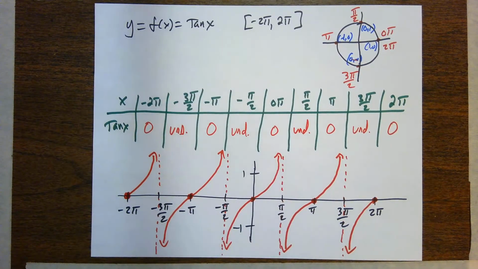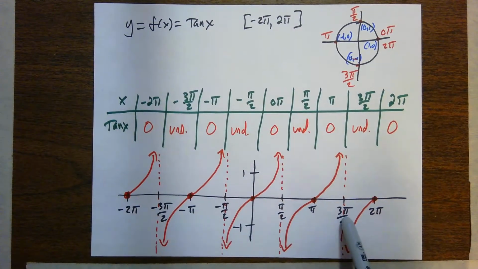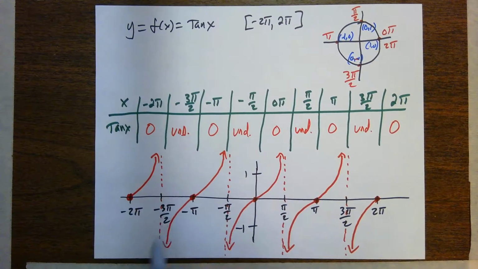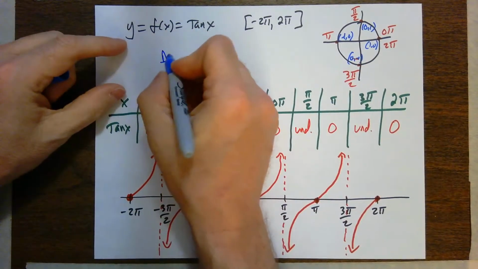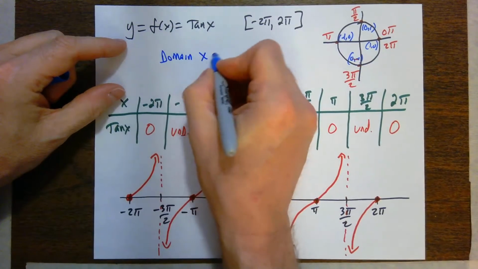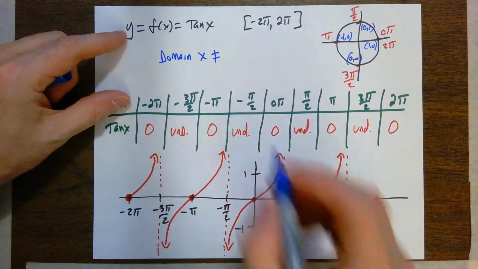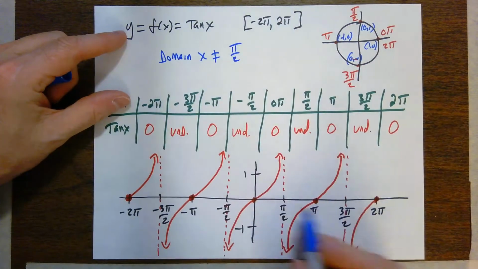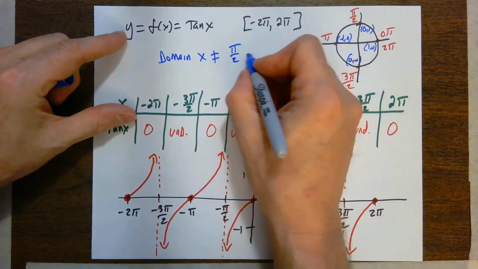All right, so let's talk about it for a moment. Domain, range. What can we tell about the domain and range? The domain is definitely not all real numbers. It has domain restrictions. It cannot be pi over 2 or 3 pi over 2 or negative pi over 2 or negative 3 pi over 2 or 5 pi over 2. So I want to make a special note about the domain. The x's cannot equal pi over 2 and every pi after that.